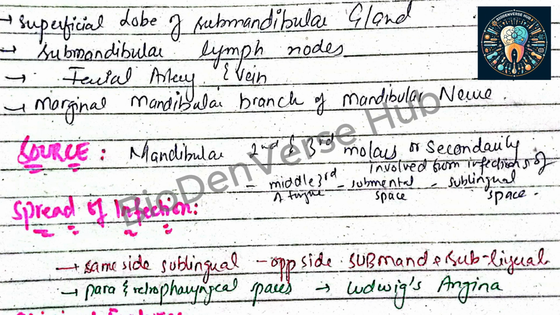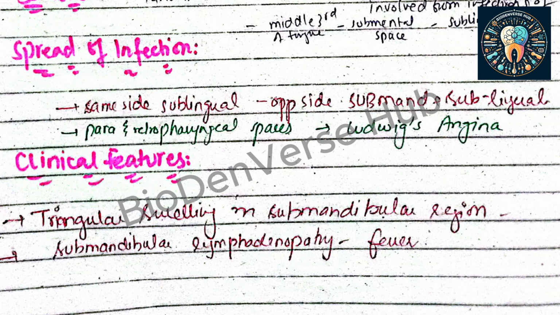Now moving on to the clinical features of submandibular space infection, we will have a triangular swelling in the submandibular region, or submandibular lymphadenopathy, fever, dehydration, and toxic appearance. In advanced cases it is manifested as Ludwig's angina, with toxic appearance, fever, dehydration, septicemia, airway obstruction and brawny edema. These are all the features and manifestations of Ludwig's angina, a complication involving all three spaces: submandibular, sublingual, and submental.